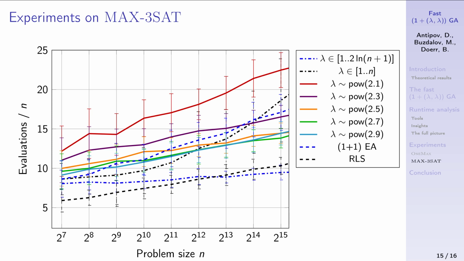However, the fast (1 plus (lambda, lambda)) GA works quite well here, and it outperforms the (1+1) EA and the (1 plus (lambda, lambda)) GA without capping. And the main feature is that it works out of the box. And generally the recommendation from this plot is also to use beta equal to 2.5, but again using any beta from 2.3 to 2.9 doesn't change a lot.